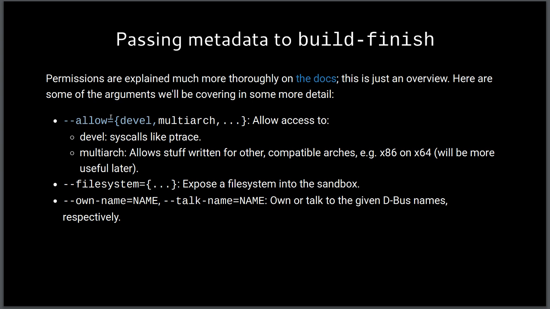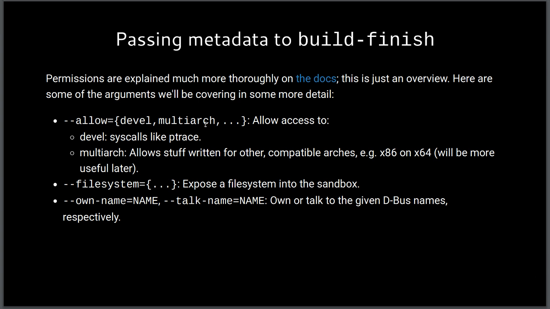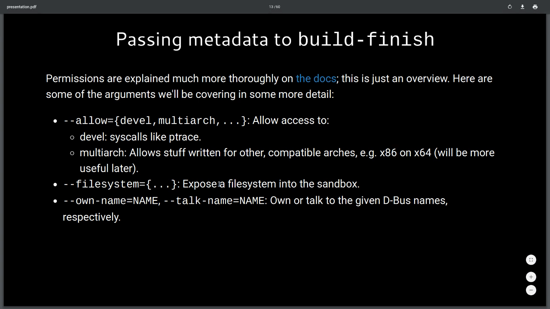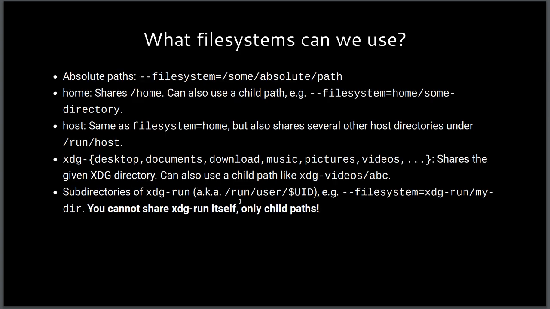A really interesting one is --allow=multiarch, which lets you run binaries for other architectures. Say it's x64, you can run x86 binaries. That will be explained a bit more later again. You can expose some file systems into the sandbox, and you can own D-Bus names and talk to D-Bus names. This is actually really handy for a concept called portals, which we will get to really soon.